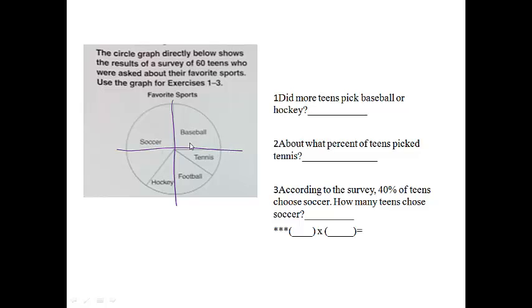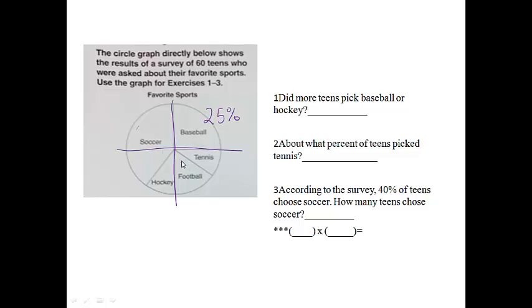Okay, so I know that baseball is about 25%, right? Because if this whole thing's 100 and this is divided into fourths, a fourth of 100 is 25%. Or if you had 4 quarters, 1 quarter would be worth 25 cents, right? Okay, now this section right here is going to be worth 25%. So if we divide it up, half of 25 is about, I don't know, 12.5.